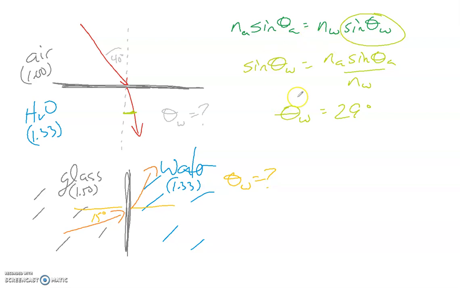So similar to up here, okay, sine theta W is going to be the index of the glass times sine theta for the glass divided by the index for the water. And again, you're going to punch all that out. Don't forget to inverse sine it, and you will have the angle in the water. And if we punch all that out, we get around 17 degrees. So not a huge difference because the indexes are relatively close, but there we go. Okay, all right, let's try something else with this.